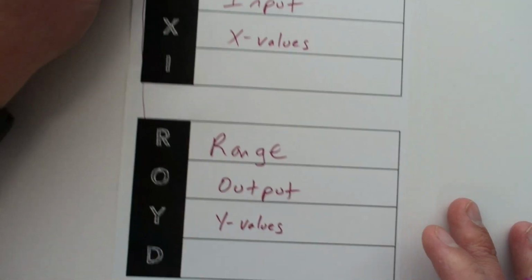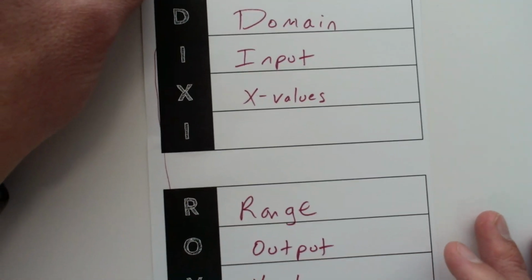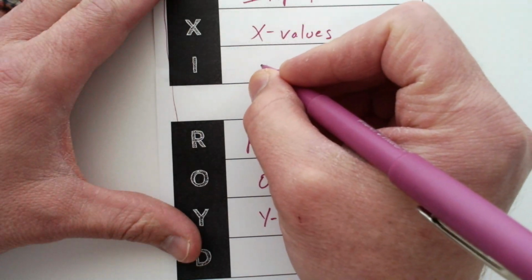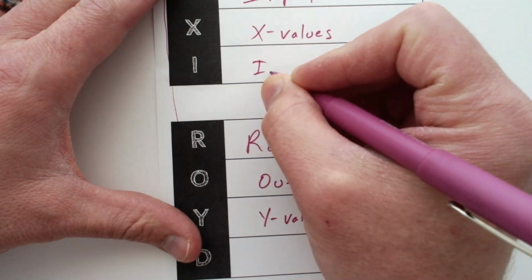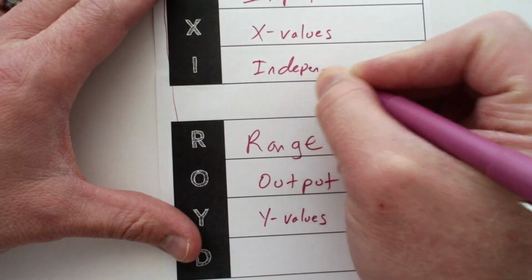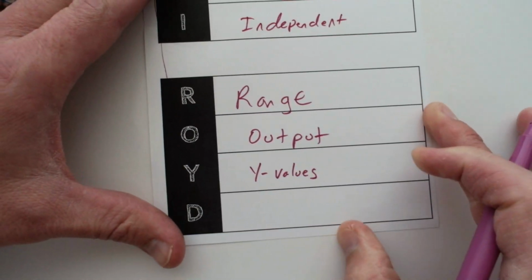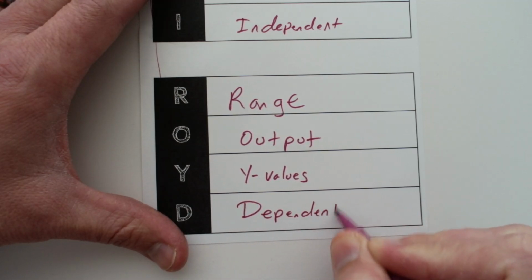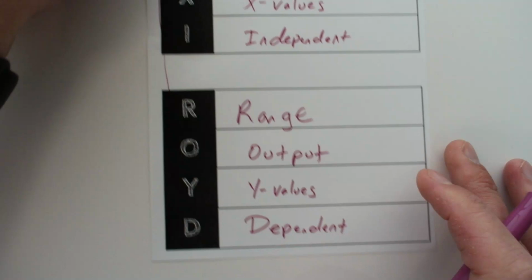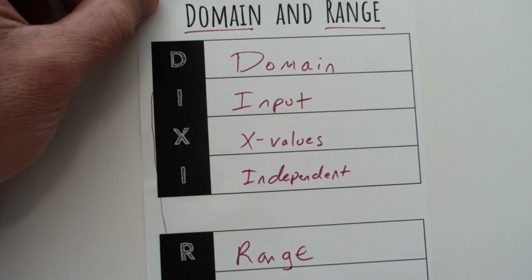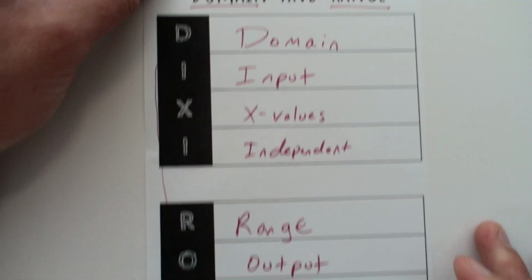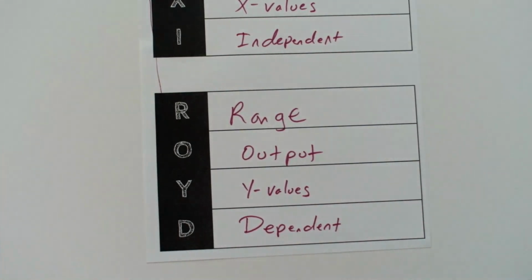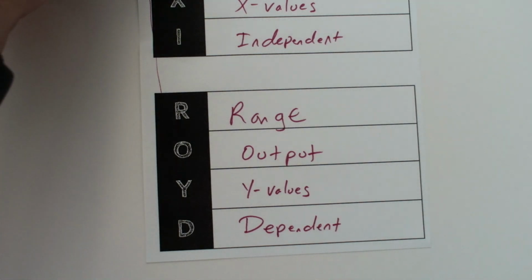And lastly, this is how we first learned about domain, range, input, output, X and Y values. We actually, way back in elementary school, called them independent and dependent. Because the domain values are your independent values. Those are the ones that you get to pick. Your input, your X values, those are the ones that you get to pick. Your range, your output, your Y values are the dependent. So it depends on the function rule what happens with those values.